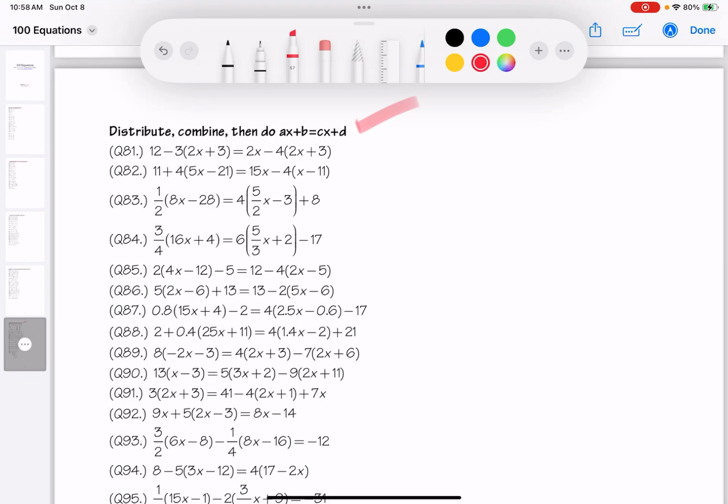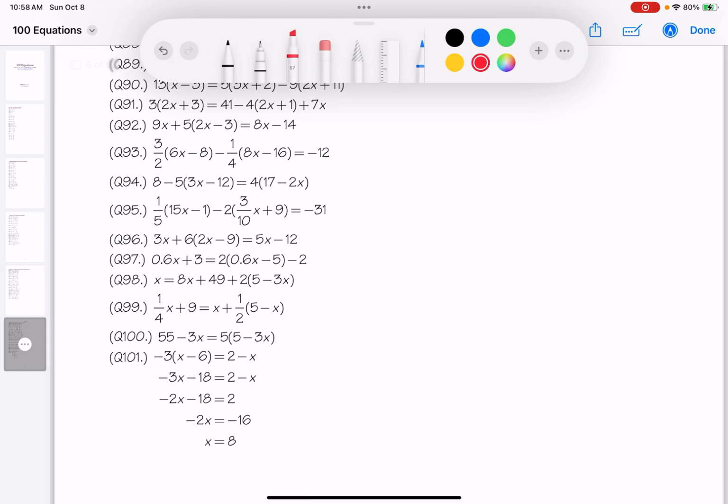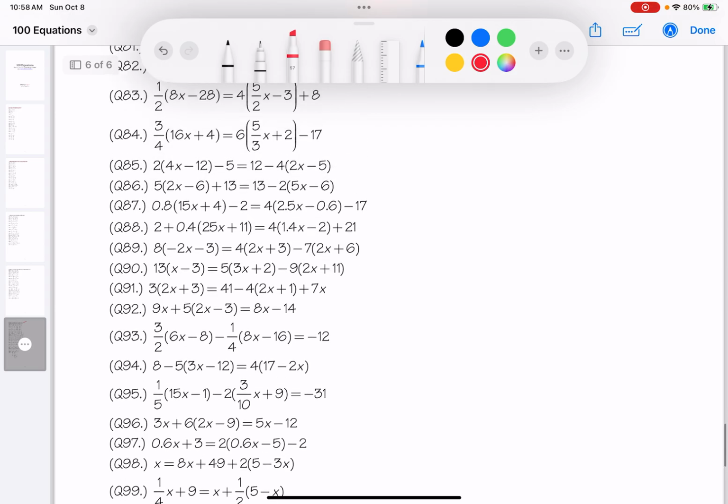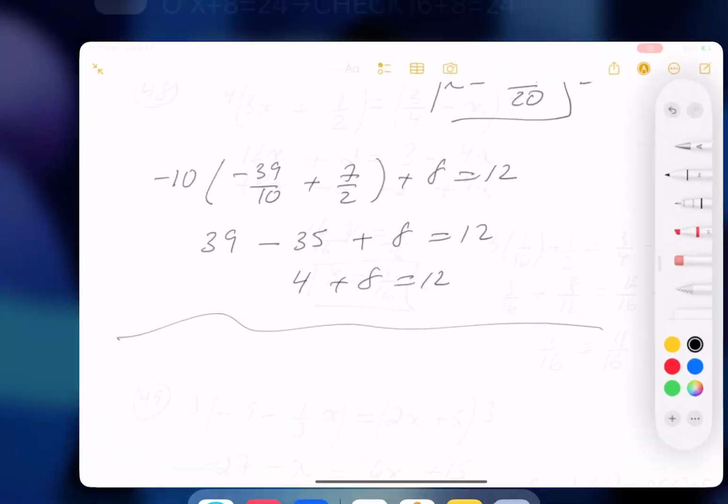Okay, so now we're on 81, and this is the home stretch, by the way. Certainly it might get more difficult, but let's just take a look at it and start at number 81. I'm going to get through 81 through 101 now. Let's go to the whiteboard.